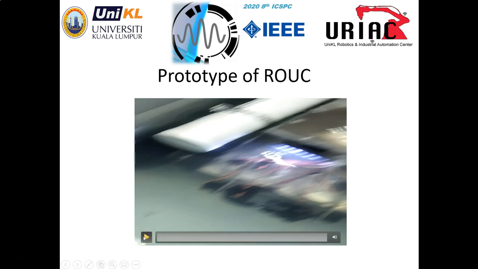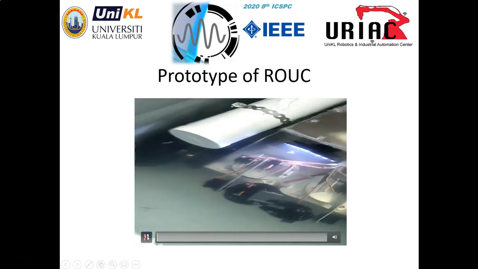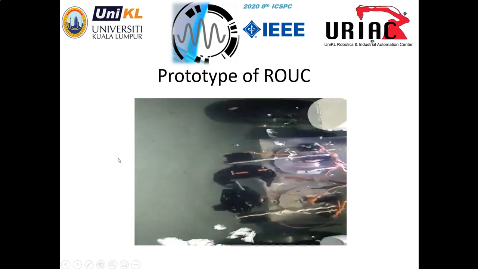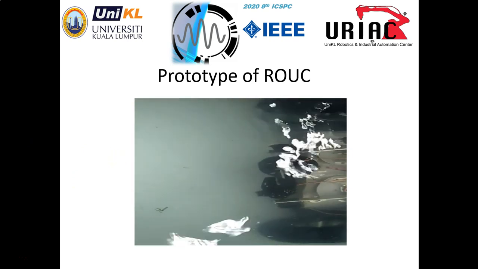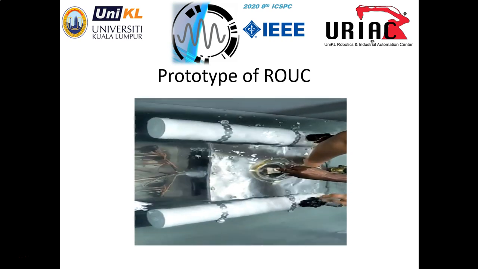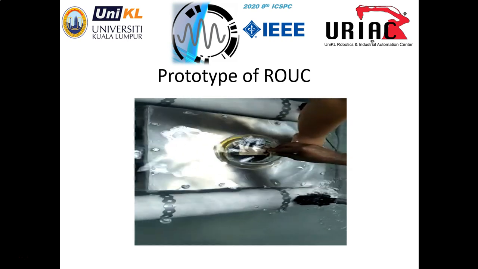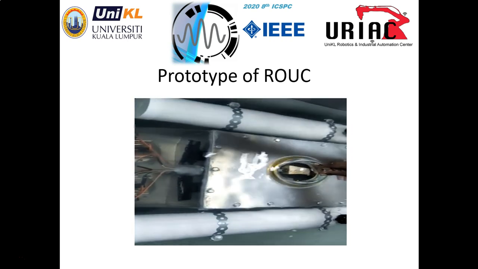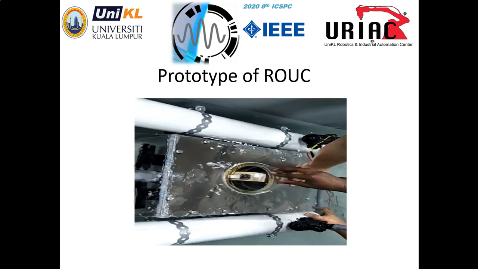This is the prototype of the ROUC, and this is the testing and commissioning work that was done by my students in our Unicare Robotic Industrial Automation Center. They needed to test, so this is the test bed. It's not the real one, but we apply it to this test bed to check for any leaking on the ROUC. Then we successfully submerged the ROUC in the water, and we have the results, using PID control to ensure all the electropneumatic valves function properly during testing.